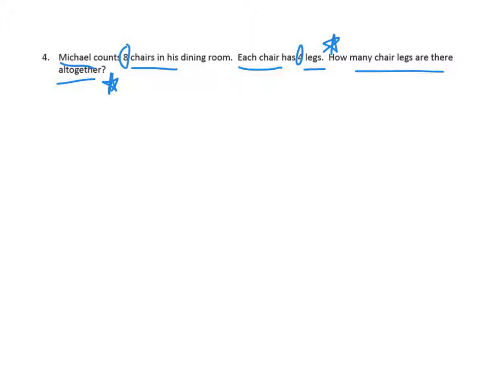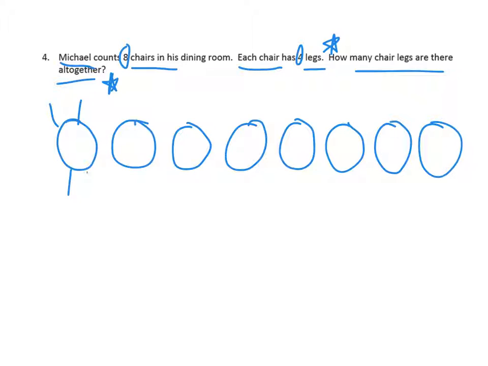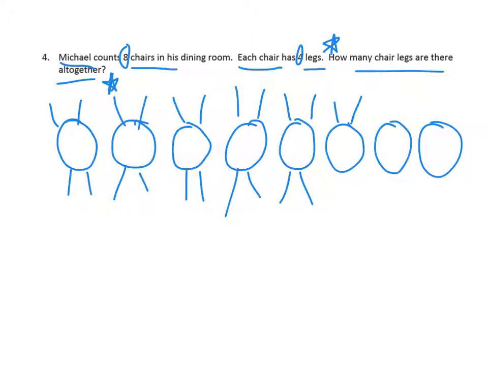The first sentence says that Michael counts 8 chairs in his dining room. I'm not very good at making chairs, so I'm just going to make circles. Each chair has 4 legs. 1, 2, 3, 4. Told you I wasn't a good drawer.